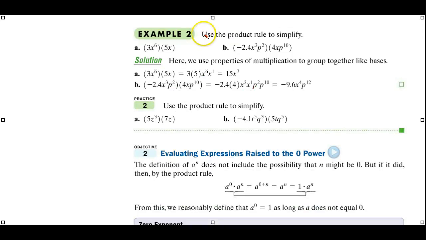Now in example 2, they've complicated it just a tad. We now have added numbers. Well, in this case, we're going to multiply the numbers and get 3 times 5 is 15, and then add the exponents on our variables, x to the 7th. And we need to be careful of the signs. So there's a negative times a positive, which will give you a negative. And when you multiply that, it's going to be a 9.6. X, we have 3 and 1, that'll be 4. 2 and 10, that will be 12.